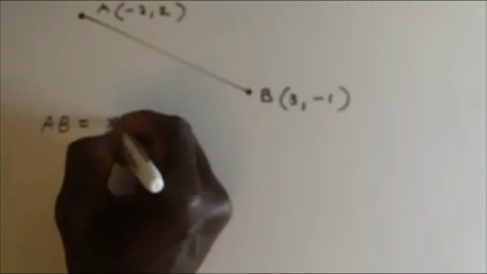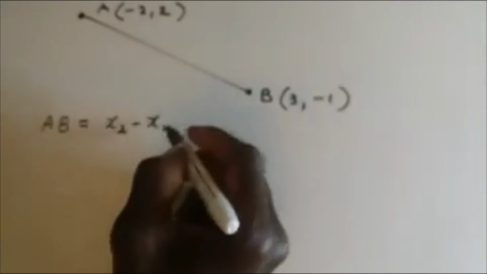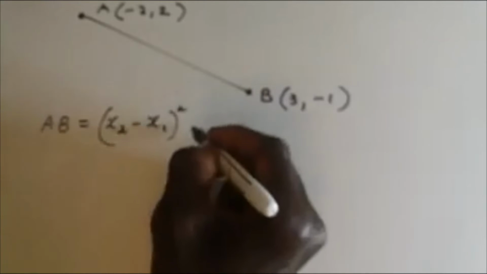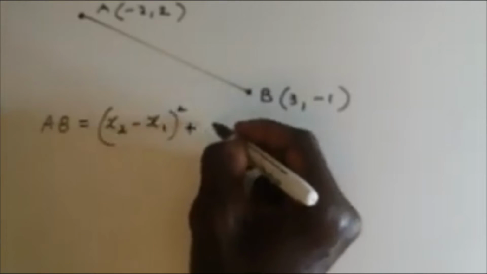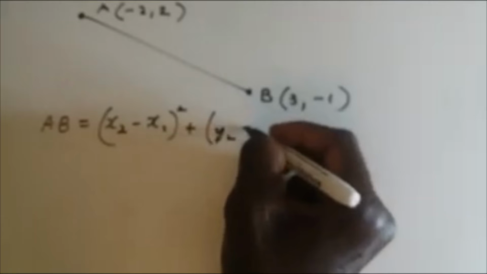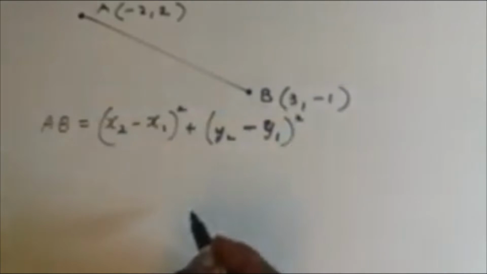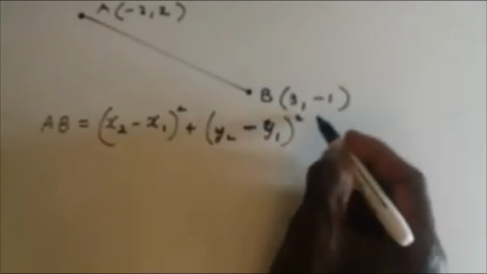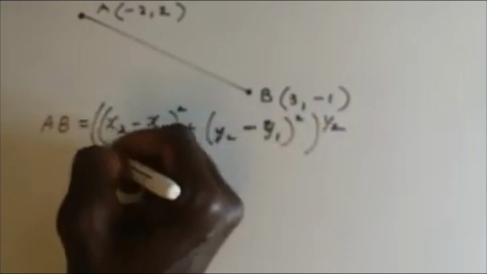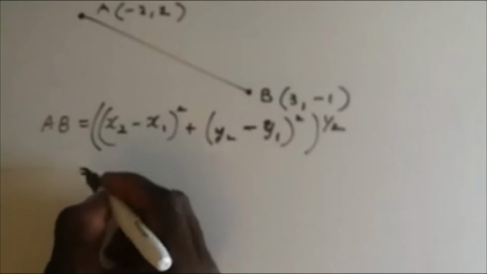It's x2 minus x1, that's the length of the run. We'll square that. And we'll add that to y2 minus y1. Square that. And then of this, we find a square root. You raise it to a power of a half, which is the same as finding the square root.